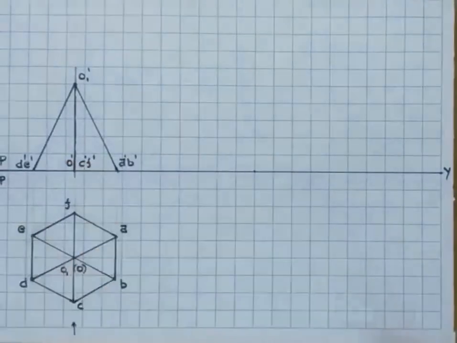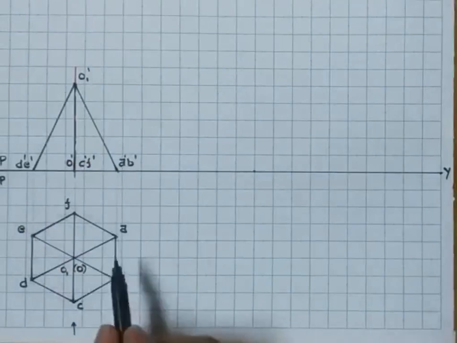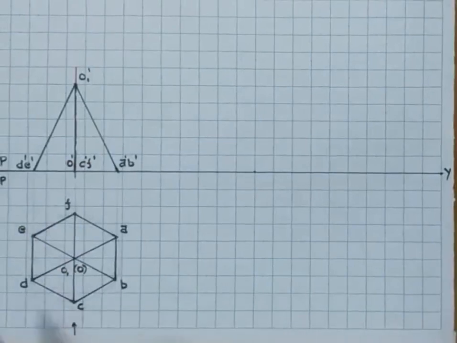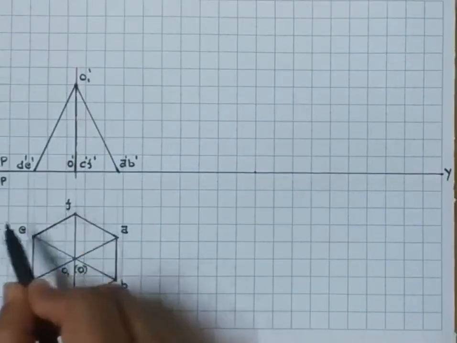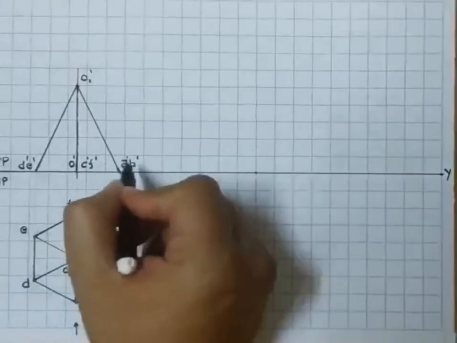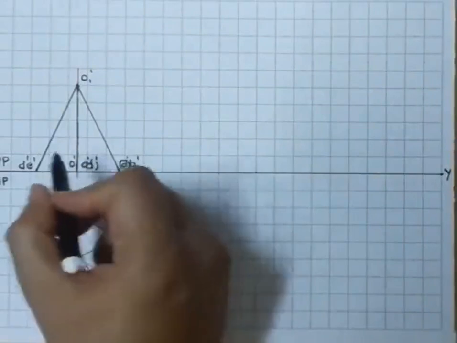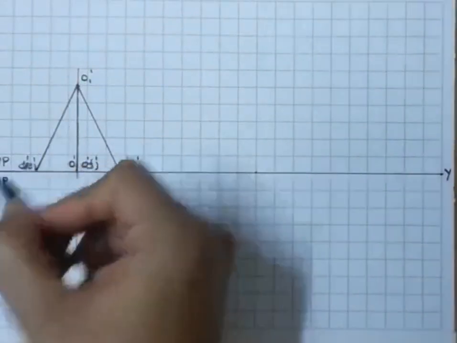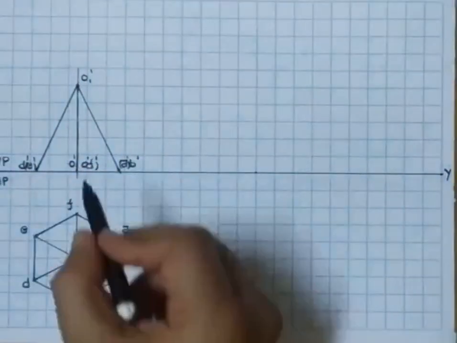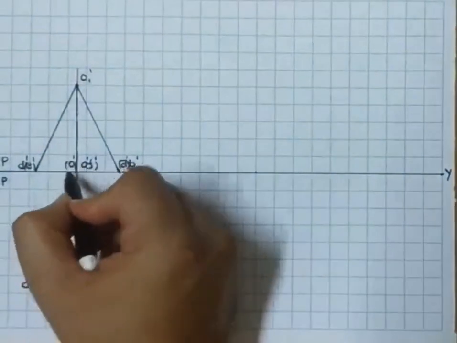Okay, so this completes the front view of the pyramid, and here I need to mark the invisible points. B, C and D are visible. A, F and E are invisible. So keep A dash, F dash and E dash within brackets, and even O dash is invisible.